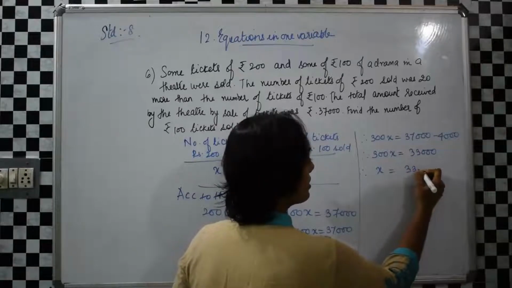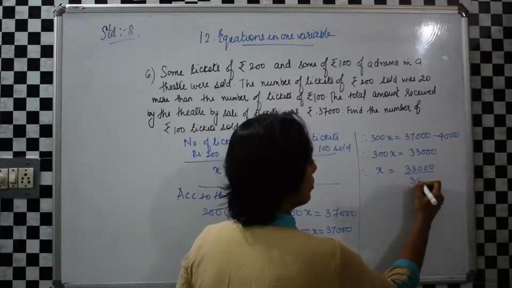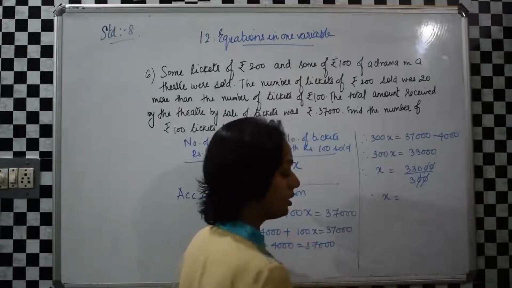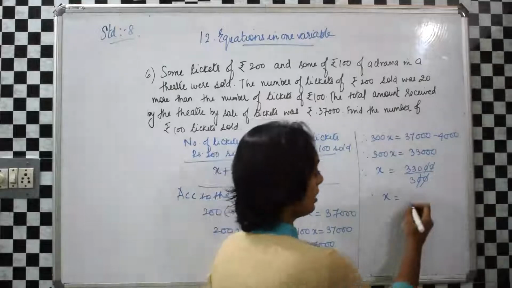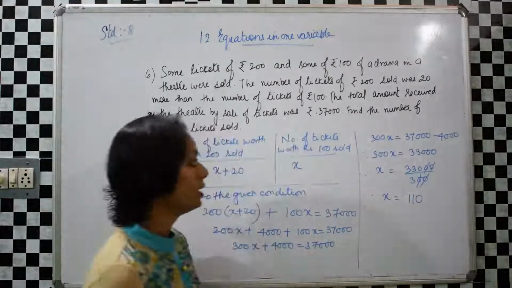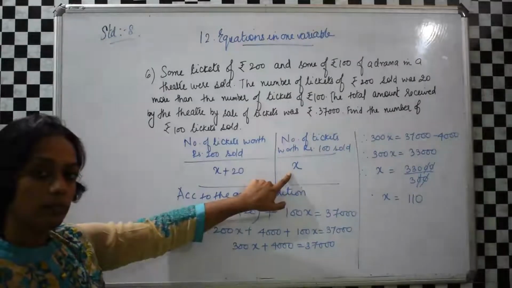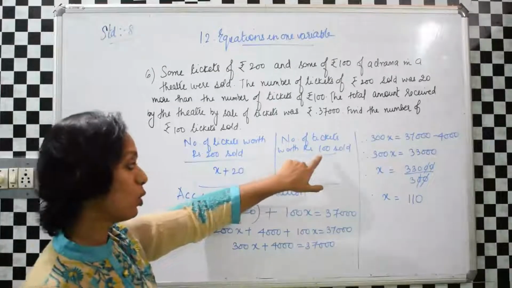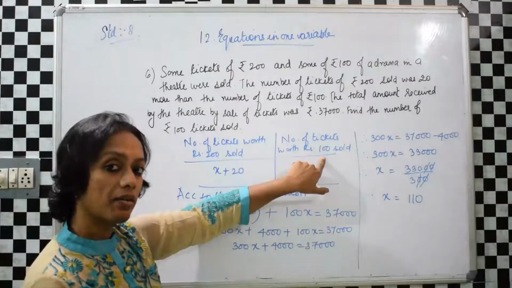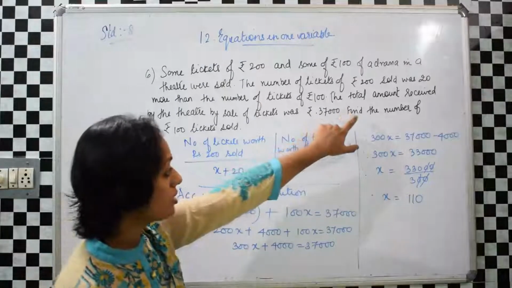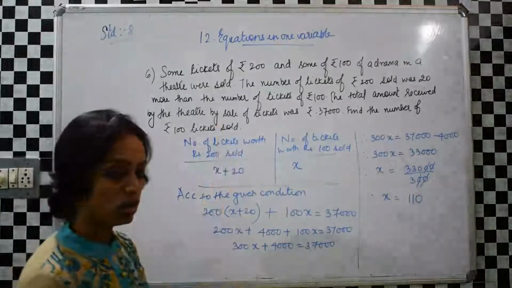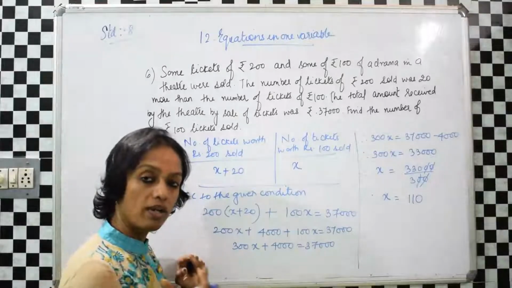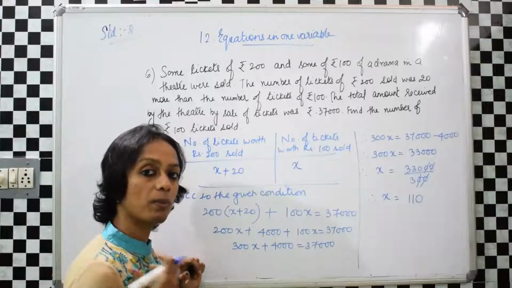Now I'll keep this x here. I'll take this 300 down. So these two zeros get cancelled. So what I am left with is 330 upon 3, that is nothing but 110. What is 110? X. X is the number of tickets which are sold worth rupees 100. So I have to write the answer. Find the number of 100 rupees tickets sold. So 110 tickets were sold whose worth was rupees 100.